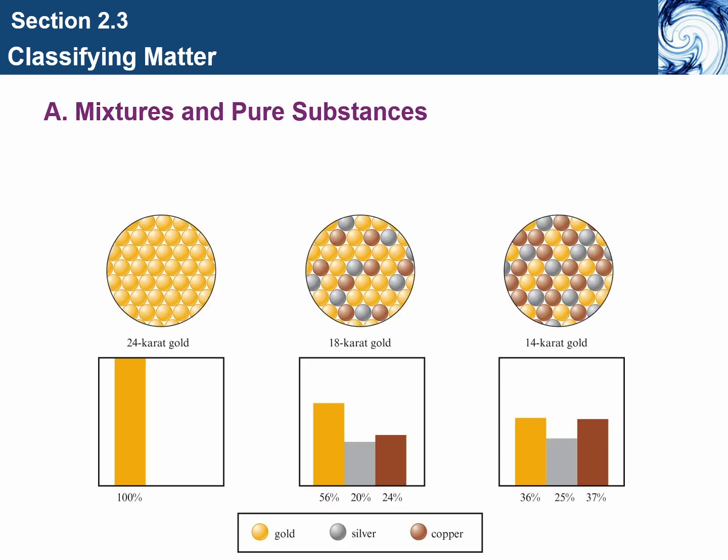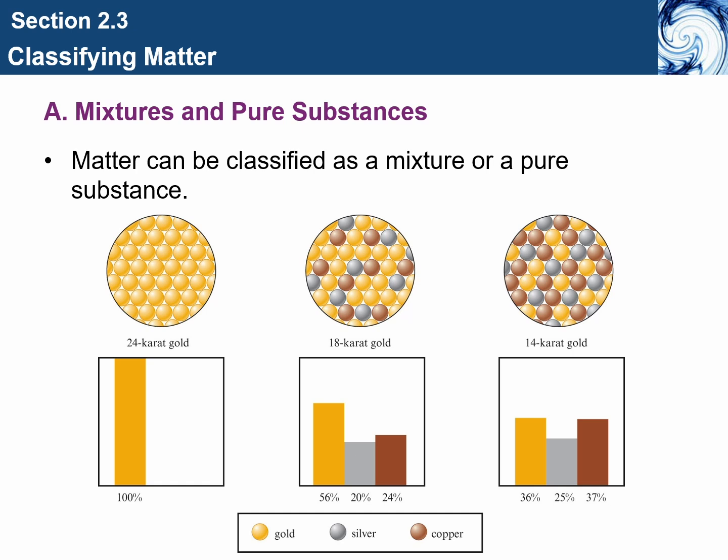All right, you're going to want to check out my chain. It's not 24 karat gold. Matter can be classified as either a mixture or a pure substance. The gold examples right here help show you the difference. 24 karat gold is represented as 100% gold. It's a pure substance. It's just gold atoms.